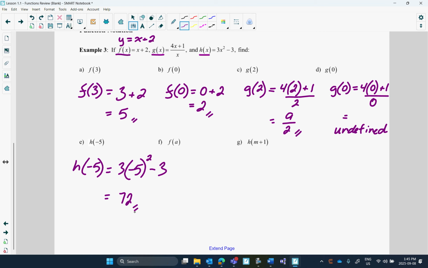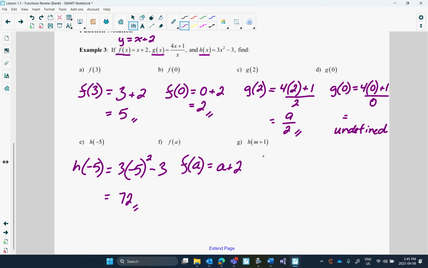Sometimes you may not be asked to replace a letter with a number, but with another letter. That's okay. Don't let it throw you. All this means is replace the x with a. I don't know what a is, so I can't go any further. Can I make this simpler? Can I combine the two and make it 2a? Oh, no. No, you can't. It would have to be a plus a.